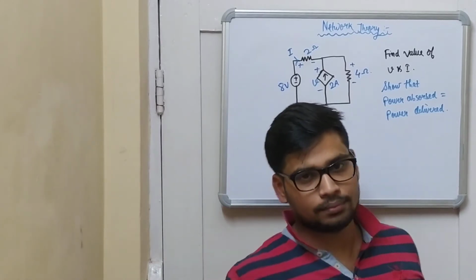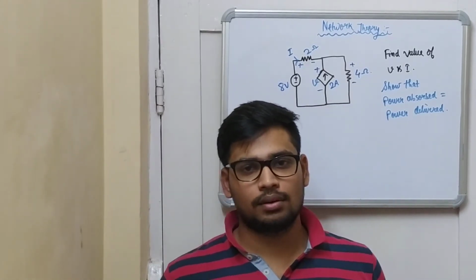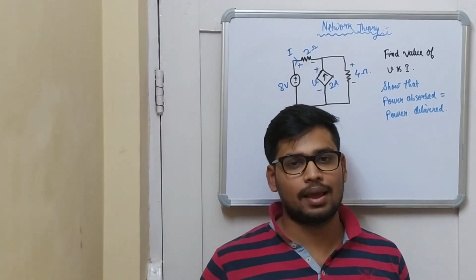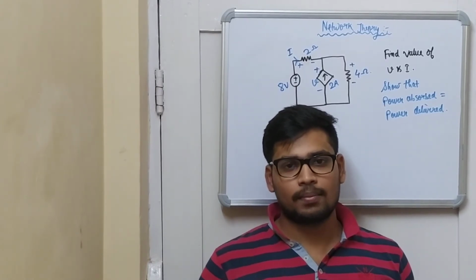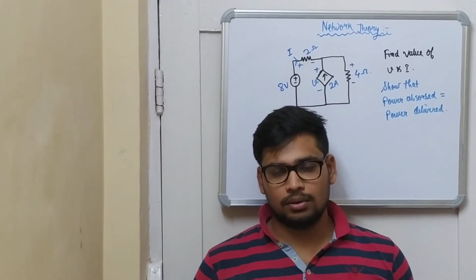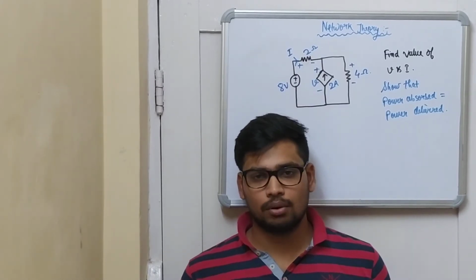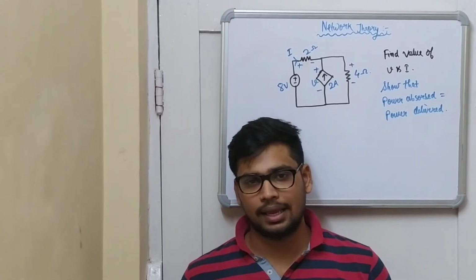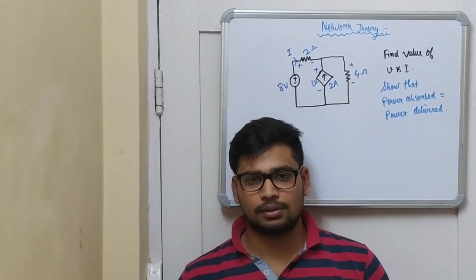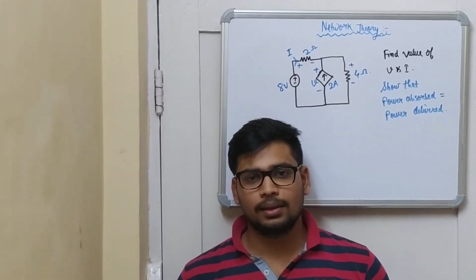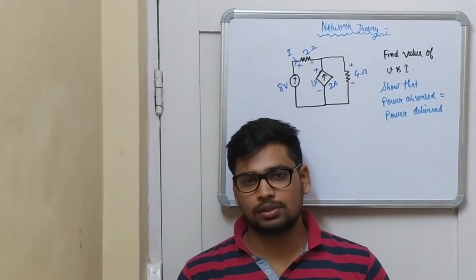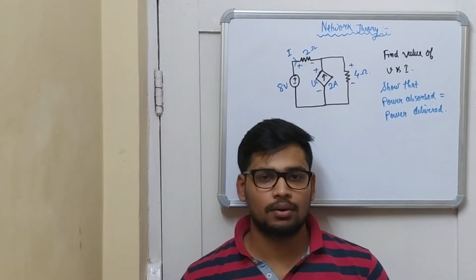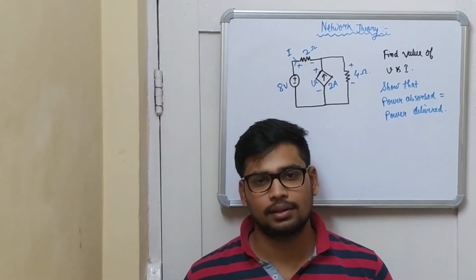Now remember one thing, in KCL you can change the convention. I am taking the convention that current entering a node is positive, and current leaving the node is negative. You can change the convention, it's your choice. This convention I will take here.